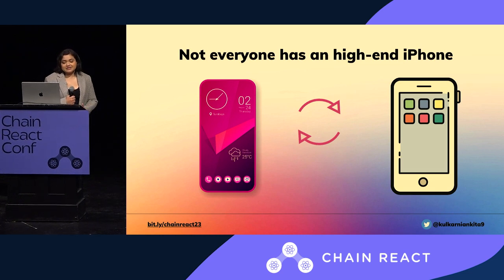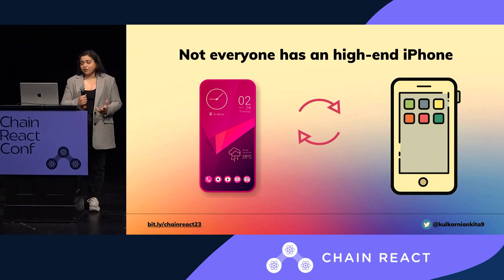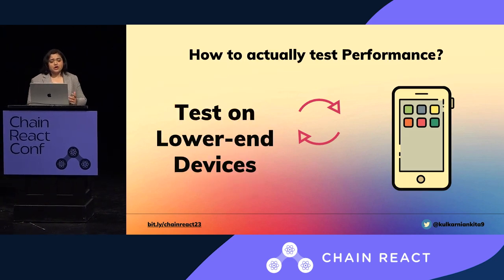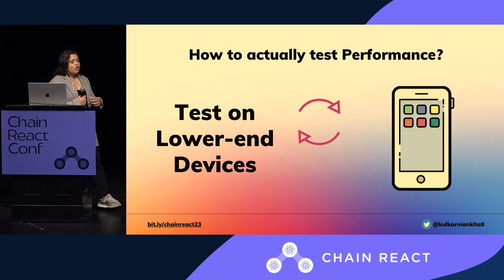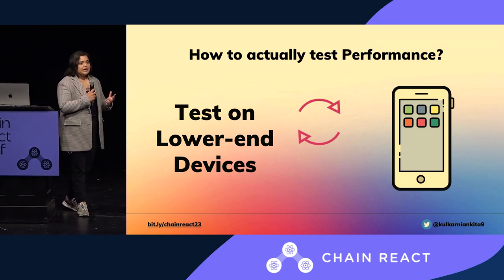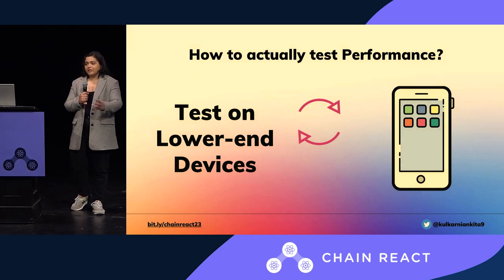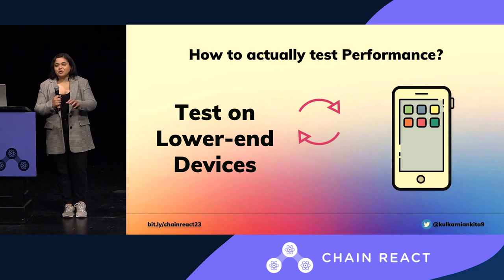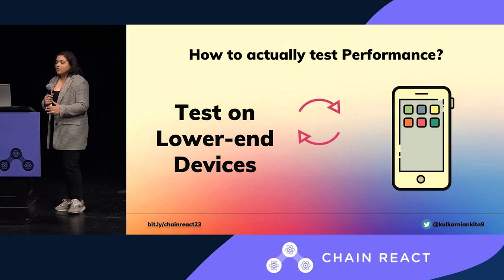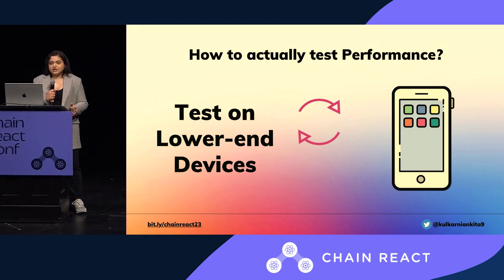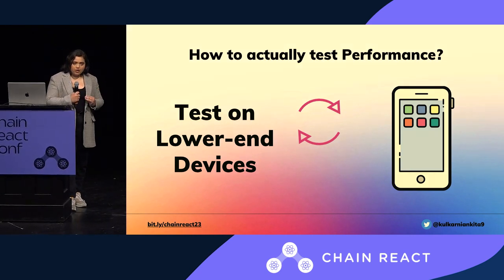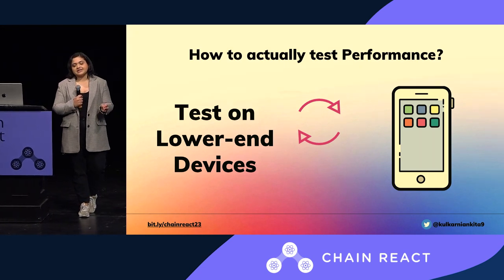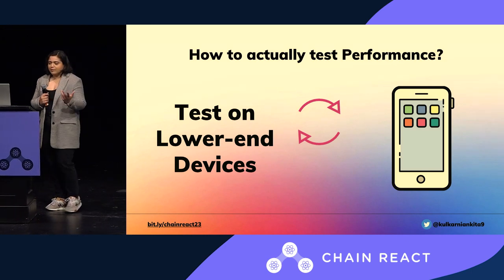And again, not everyone has a high-end iPhone, and Samsung is way more popular compared to iPhones in general all across the world. So you want to make sure that you're actually testing performance on lower-end devices. Now, again, even if you pick Android, don't go for a Pixel. I don't know what Pixel version it is, but don't use the latest Pixel. Actually use a lower-end device, even in Android, just to make sure that you are able to test true performance. Because if your app is performant on a device like that, it is more likely going to be very fast, for example, on an iPhone or a Pixel and so on.